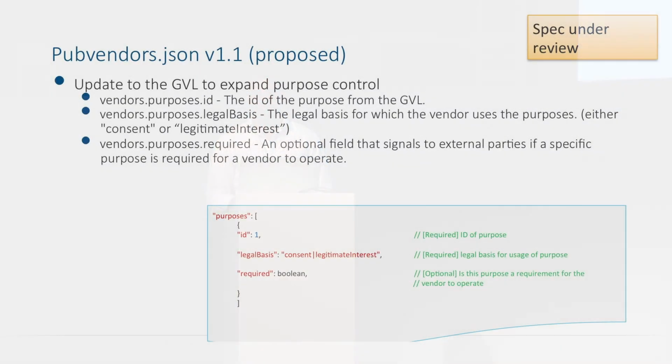And paired with that, there is a relatively minor update to the global vendor list, which expands the purpose level of control, effectively asking vendors to declare the specific legal basis for individual purposes, and also to declare which of those purposes are absolutely required for their services to operate, right? So maybe you haven't received that choice or haven't received clearance from the publisher to actually do something. If it's a particular purpose that is required, and you don't have that purpose enabled, maybe you don't want to partake in the transaction.